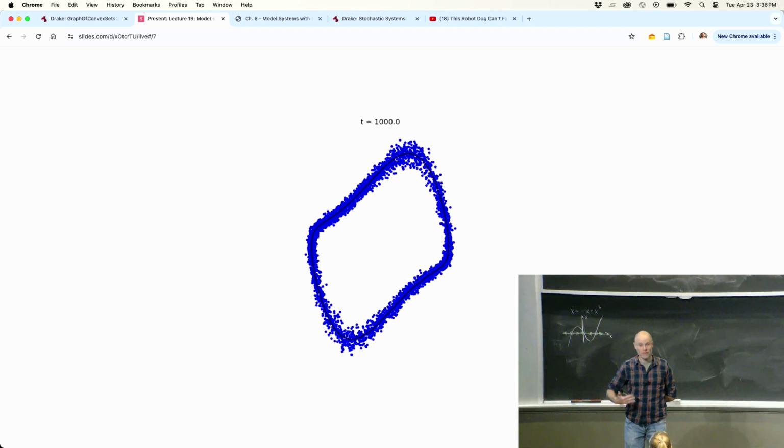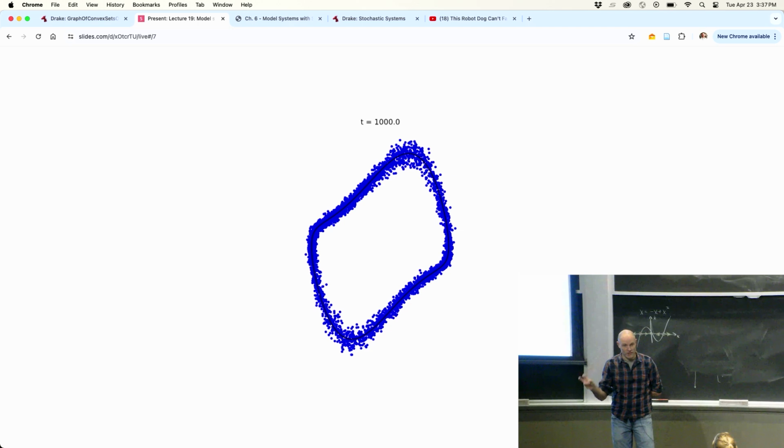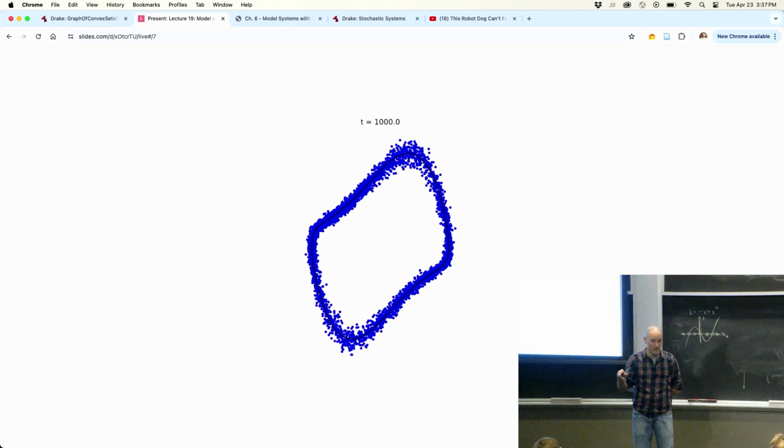We can try to find Lyapunov functions. We can try to do all kinds of things. But we're back. I think the analogy from linear dynamics to nonlinear dynamics is strong here too.